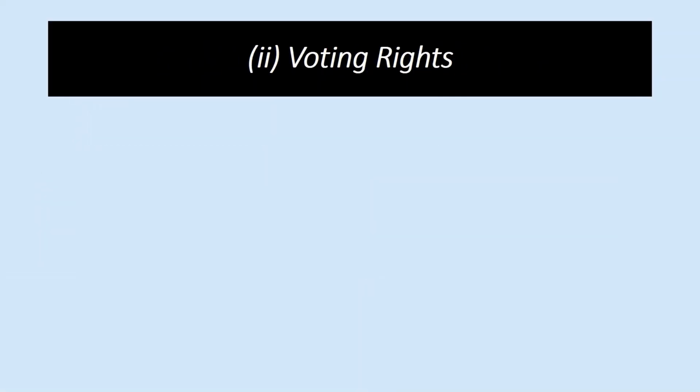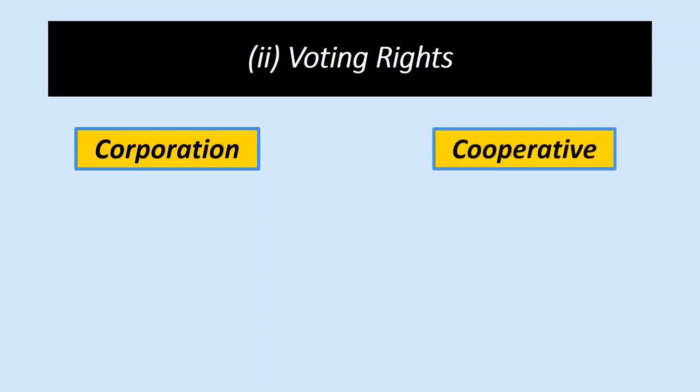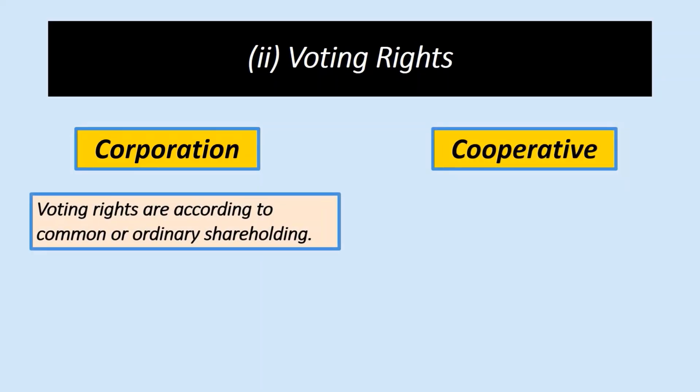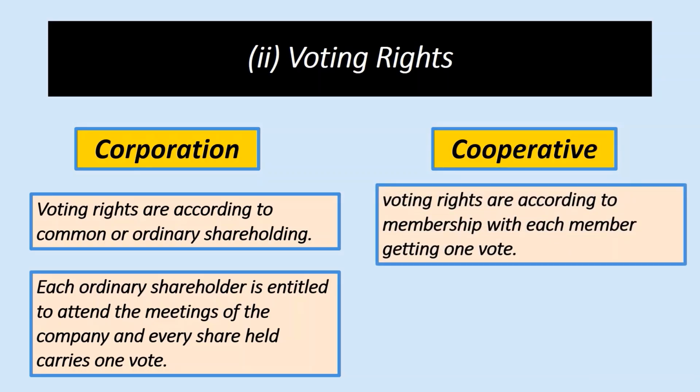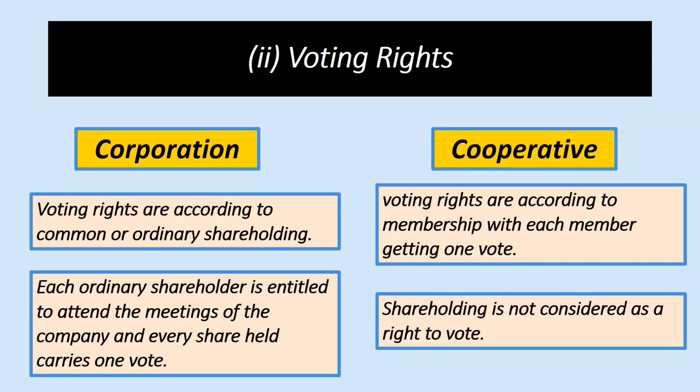Voting rights, corporation, cooperative society. In a corporation, voting rights are according to common or ordinary shareholding. And each ordinary shareholder is entitled to attend the meetings of the company, and every share held carries one vote. In a cooperative society, on the other hand, voting rights are according to memberships, with each member getting one vote. Shareholding is not considered as a right to vote.